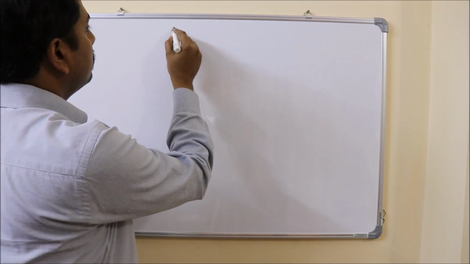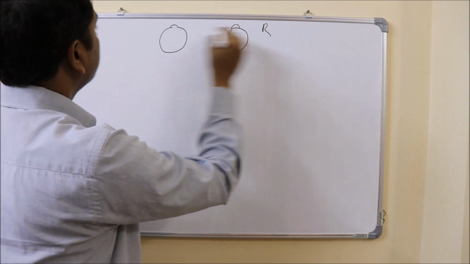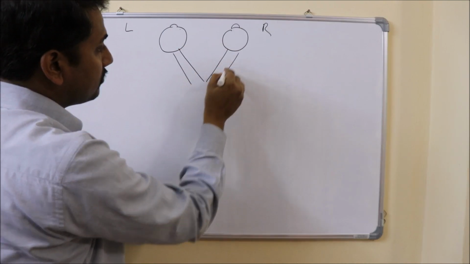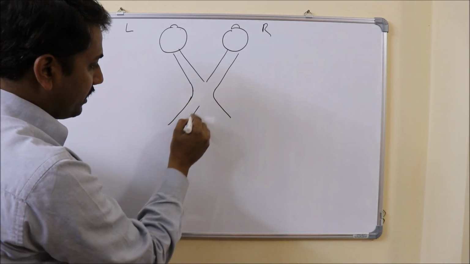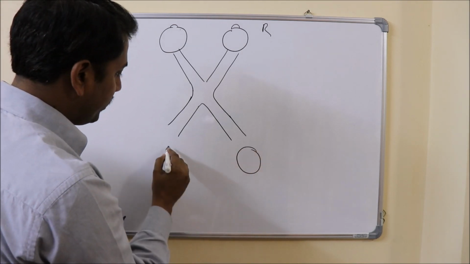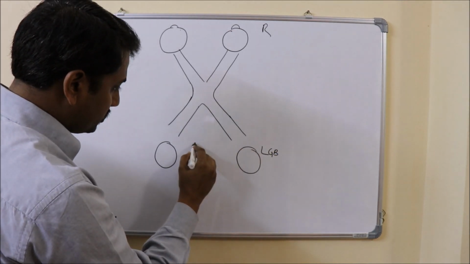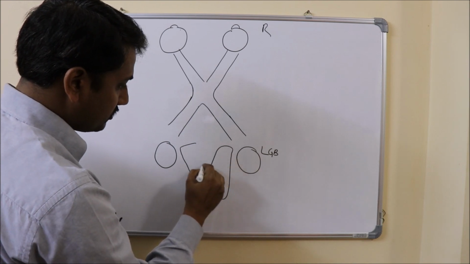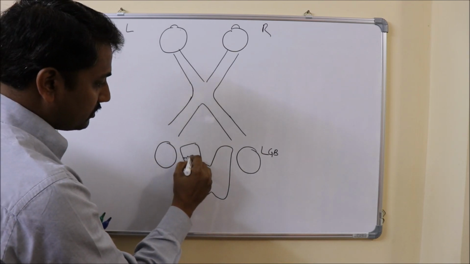Suppose this is the left eye, this is the right eye, the two optic nerves crossing over at the level of optic chiasma, continuing as optic tract, the two lateral geniculate bodies, cut section of the midbrain at the level of superior colliculus, the central canal, the substantia nigra.